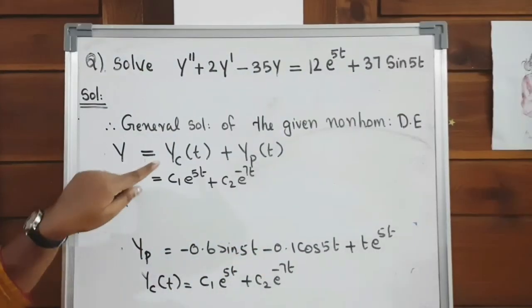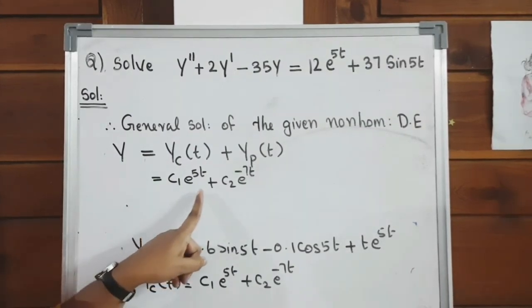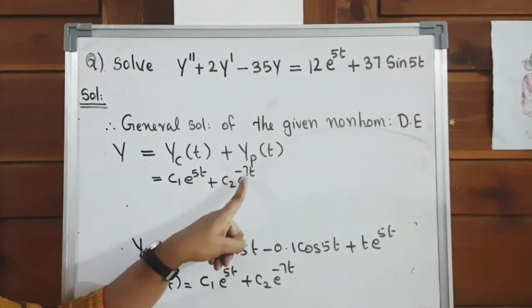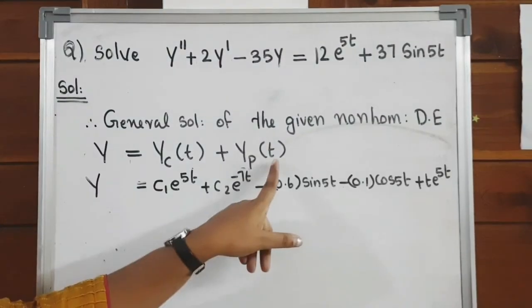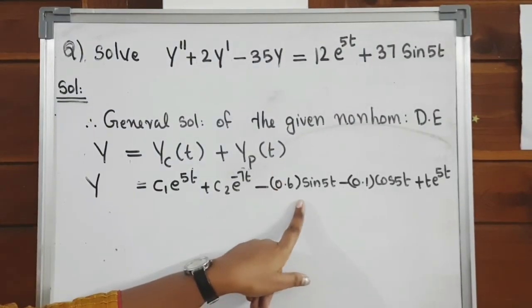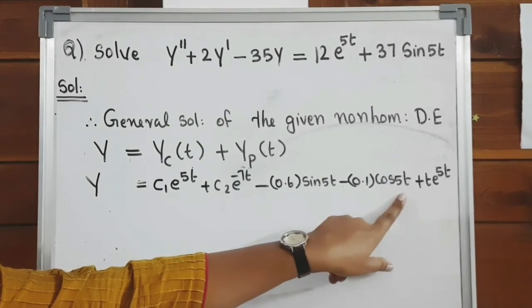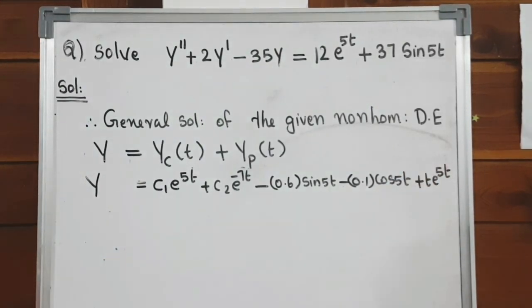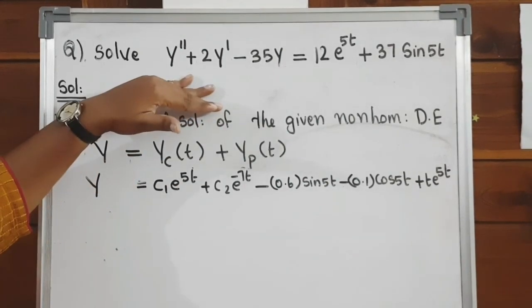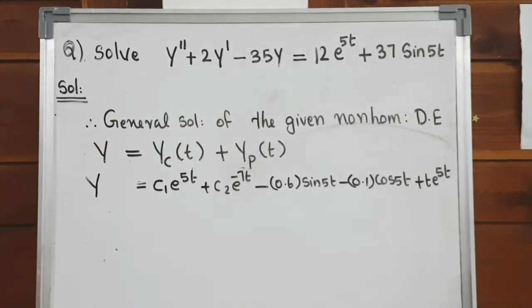Yc of t is equal to c1 e raised to 5t plus c2 e raised to minus 7t. Yp of t is negative 0.6 sin 5t minus 0.1 cos 5t plus t e raised to 5t. This is the required solution of the given non-homogeneous differential equation. Clear?